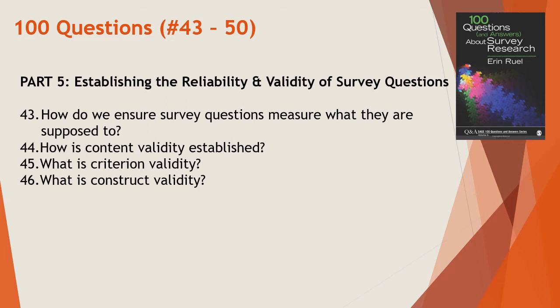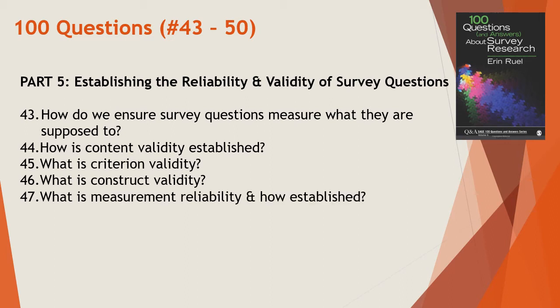Discriminant validity returns to the theory and asks what concepts are not associated with our concept of interest. In other words, rather than looking at what other concepts it should theoretically be related to, we also look at what it shouldn't be related to.